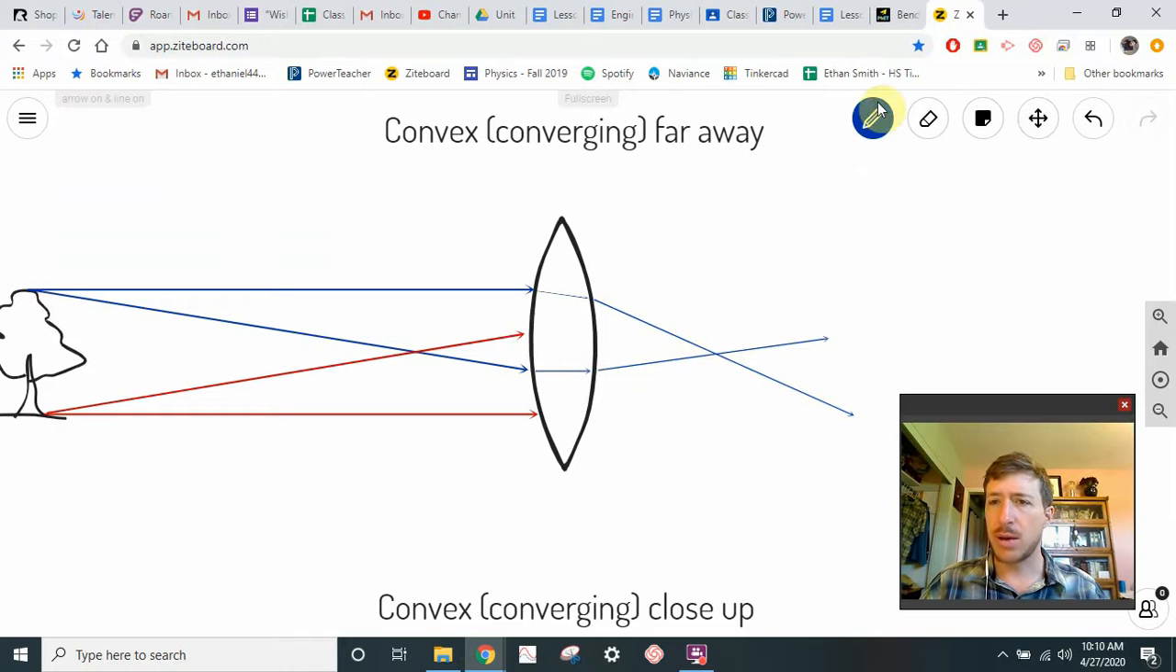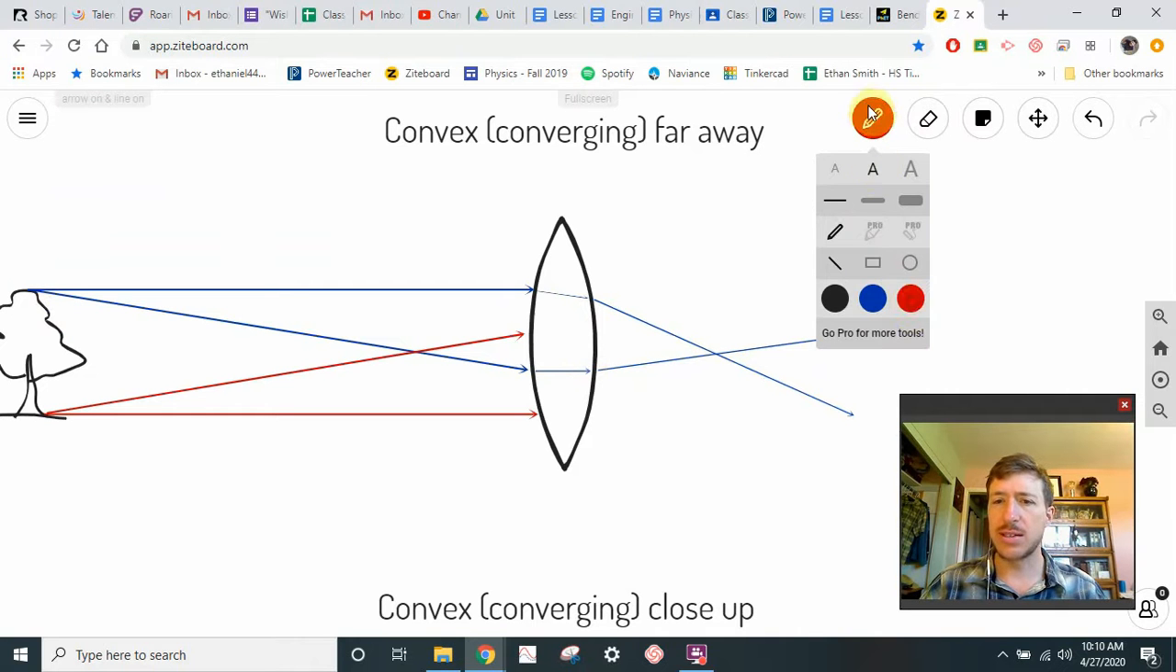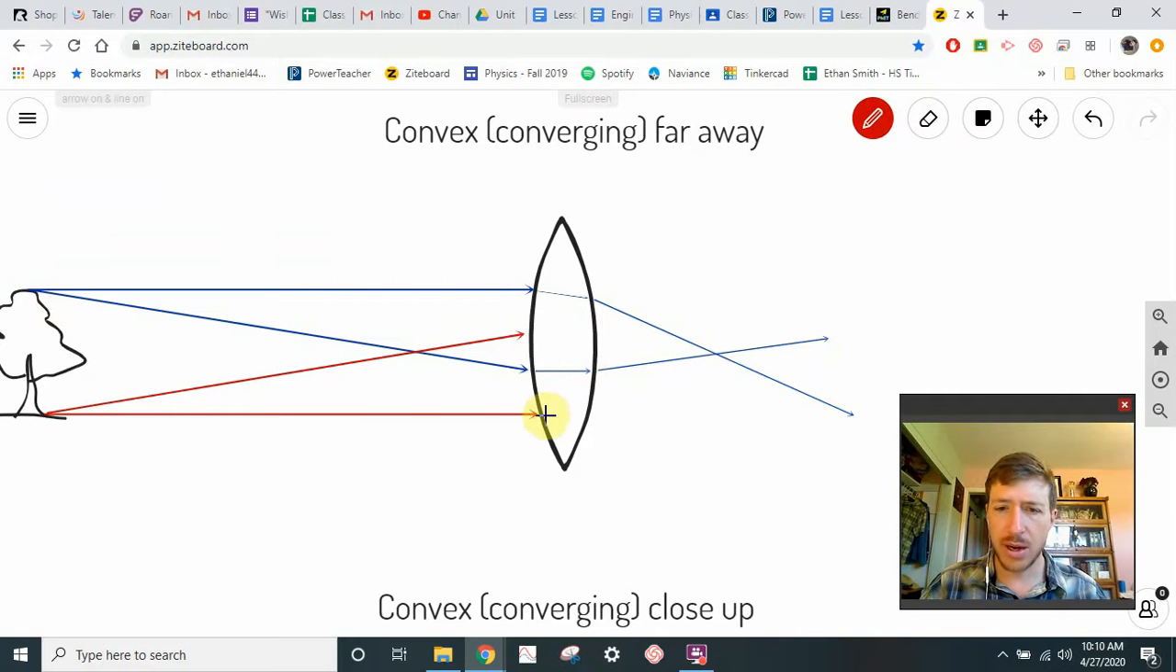Now if we look at the bottom of the tree, and we can analyze it in the same way, from the bottom here, you'll notice the left side is hitting the lens first, and it's going to slow down first, which is going to bend it just ever so slightly in that direction. And then same thing here, the right side is speeding up first, which is also going to bend it to the left. So we're going to get something like that.